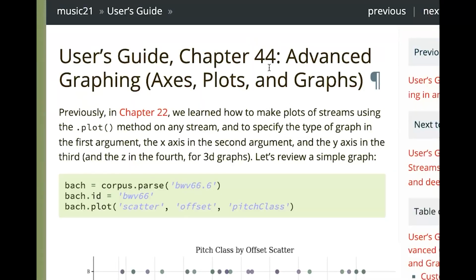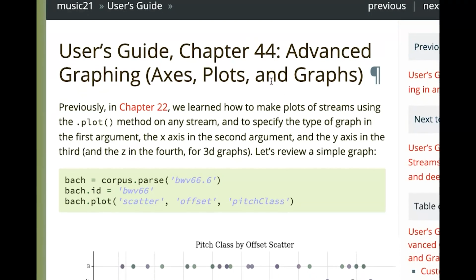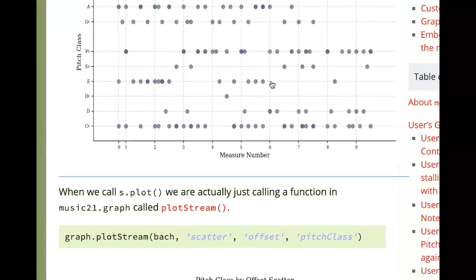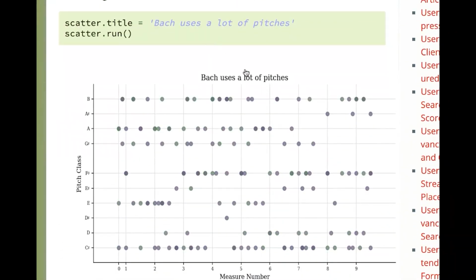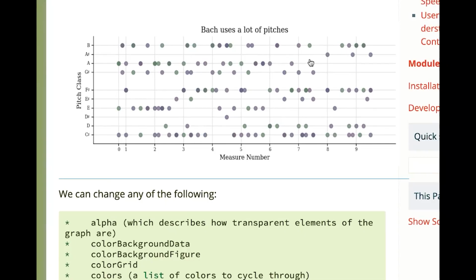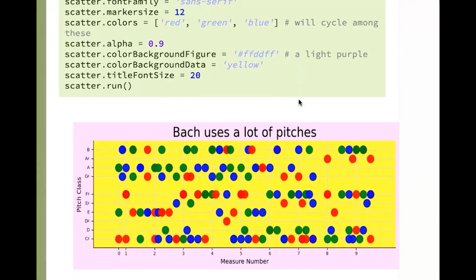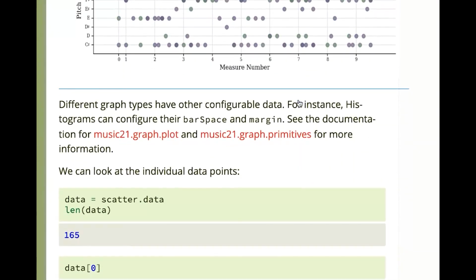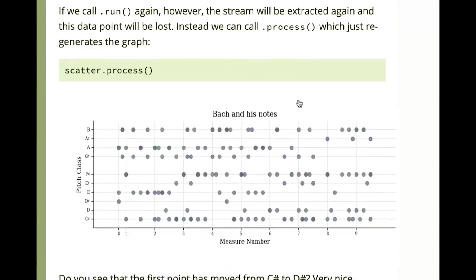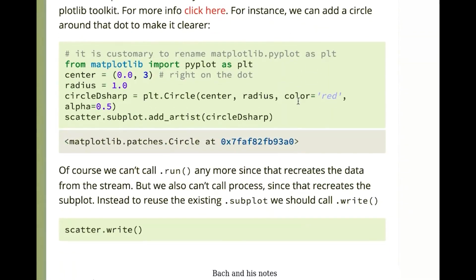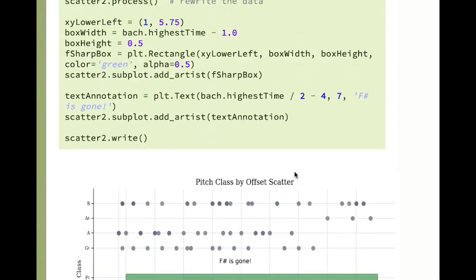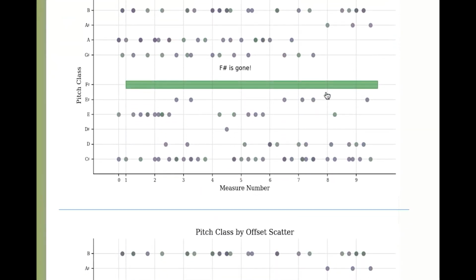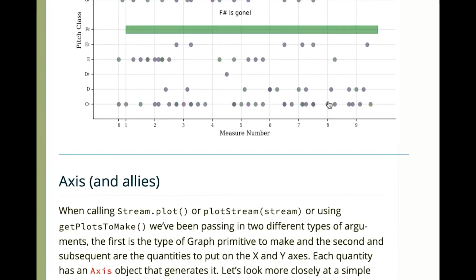In chapter 44 of the music21 User's Guide, which is completely optional, it'll tell you a little bit more on how you can customize plots with their title, change the size of the figures, change colors, and go ahead and make other plots, highlight particular data, and remove data, substitute other things in there.